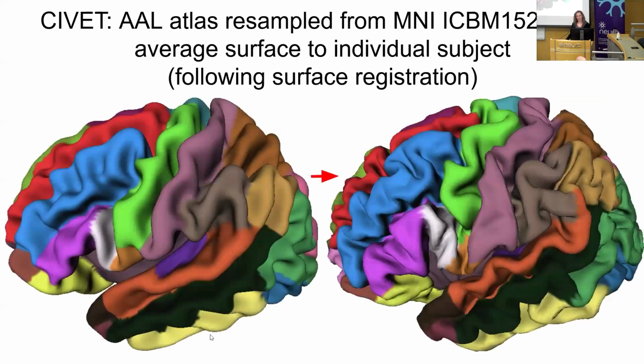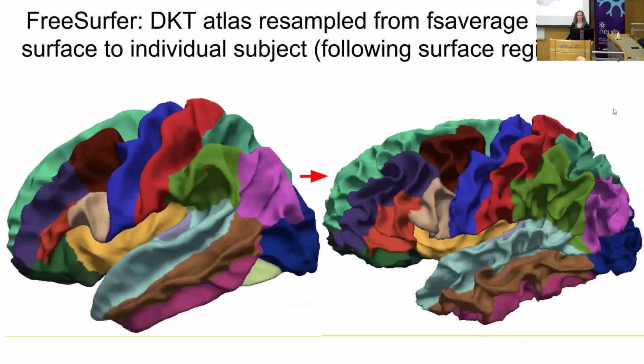Okay, so here are some examples of surface atlases. With CIVET, following surface registration, on the left we have the AAL atlas, which is defined on the ICBM MNI 152. And again, following registration, we can project it or resample it onto an individual subject, which I have here on the right. It's the same thing for FreeSurfer. On the left, we have the DKT atlas defined on FS average. And following surface registration, we can resample that data onto an individual subject on the right.